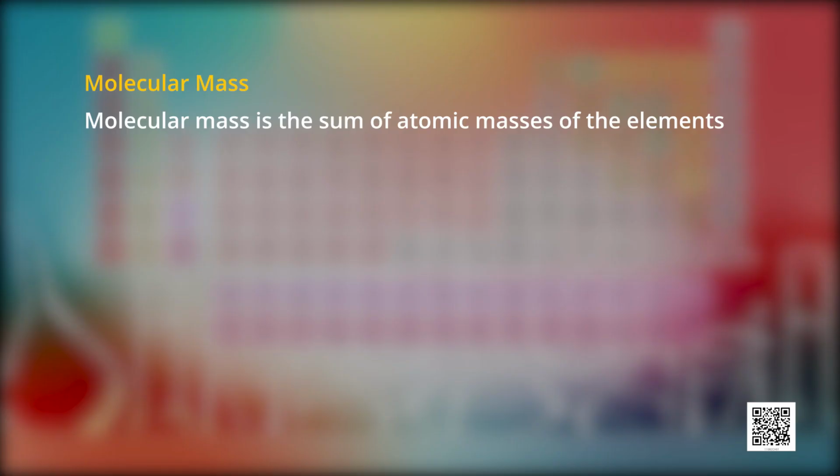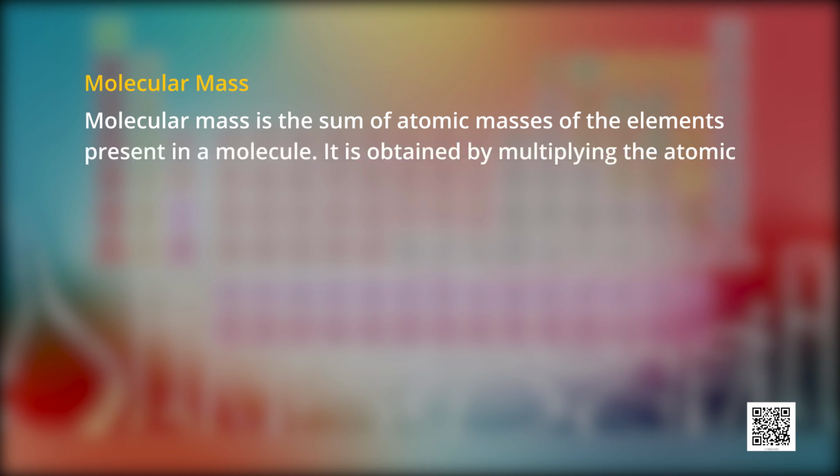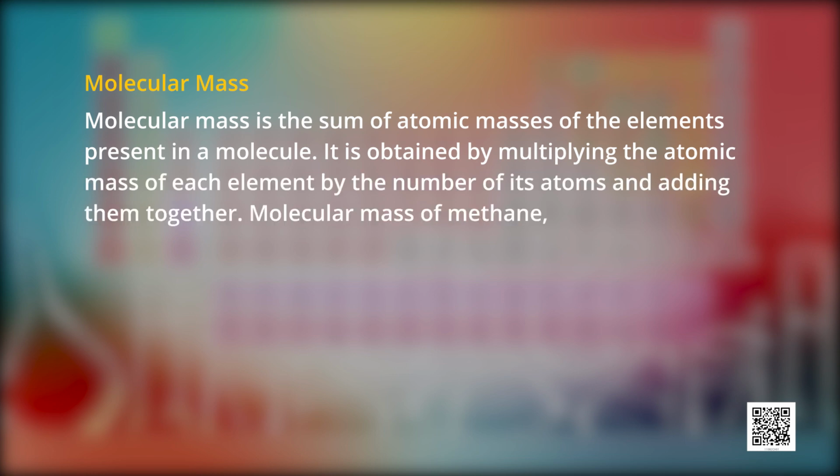Now children, we will try to find out how to calculate molecular mass. Molecular mass is the sum of atomic masses of the elements present in a molecule. It is obtained by multiplying the atomic mass of each element by the number of atoms and adding them together. Let us see an example.